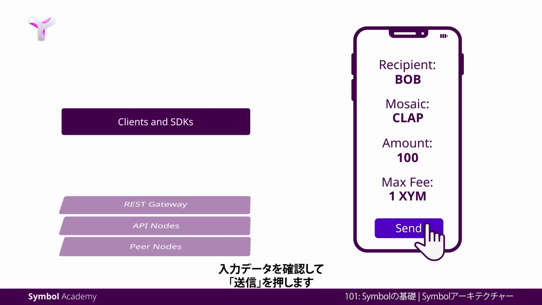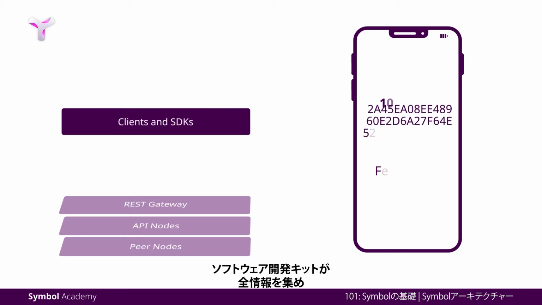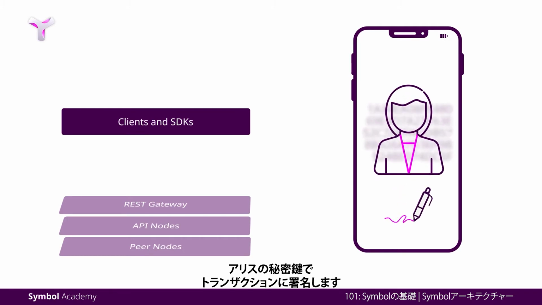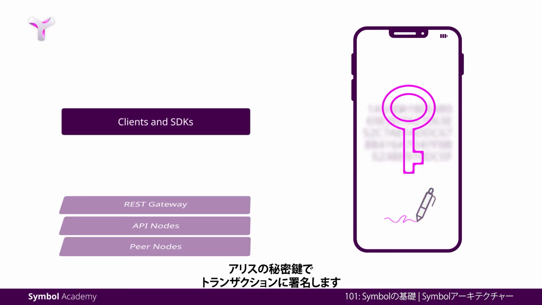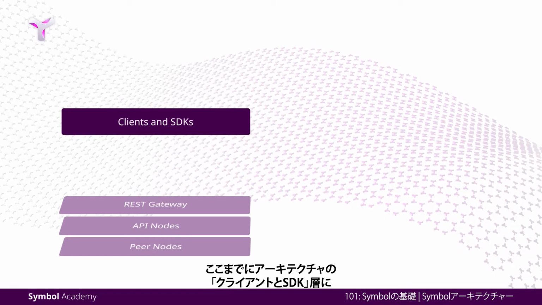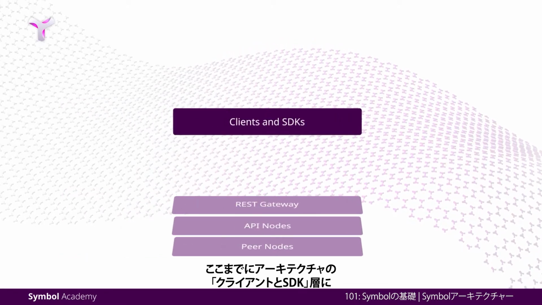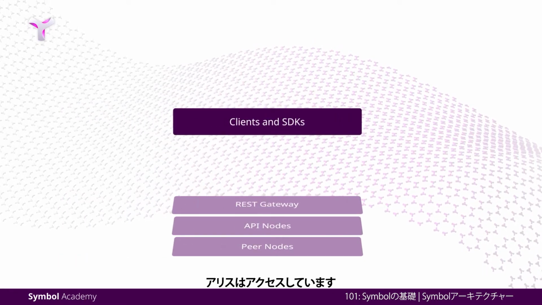Alice presses send when she confirms all the data is correctly entered. Before the transaction is sent to the Symbol network, the software development kits gather all the information together and have the transaction signed by Alice's private key. The wallet app then announces the transaction to the network. Now, up until here, Alice is accessing the clients and SDKs tier of the Symbol architecture.